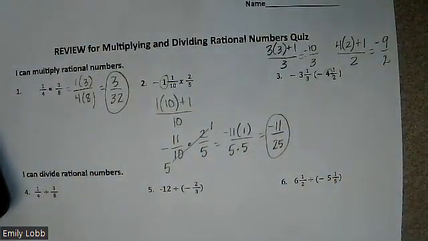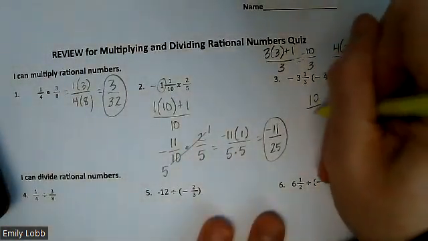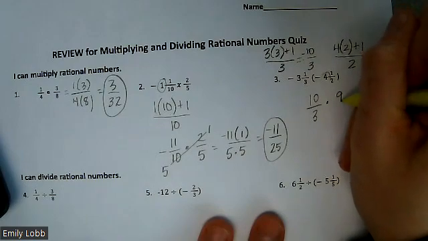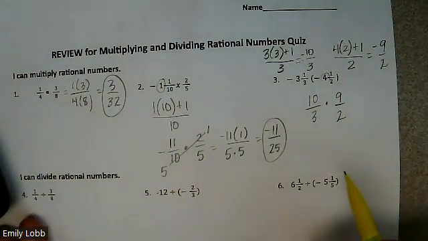Is my answer going to be positive or negative? Positive. So I'm just going to get rid of my signs and say 10/3 times 9 halves. Do you guys see where I got the 10/3 and the 9 halves from? No. I changed my mixed number into an improper fraction. And we do that, Tanner. You said no, and then you did not pay any attention to me just now.